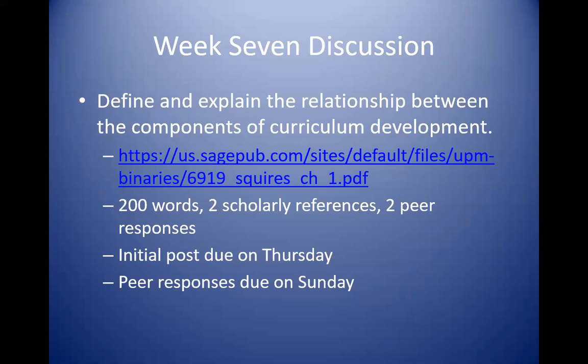So just keep in mind that although in the course room it says that your peer responses are due on Friday, I will be expecting them by Sunday, okay? Remember, it's the last day of the class on Sunday too, so that's kind of like the due date period for things. So anyway, just want to clarify that on the week 7 discussion.